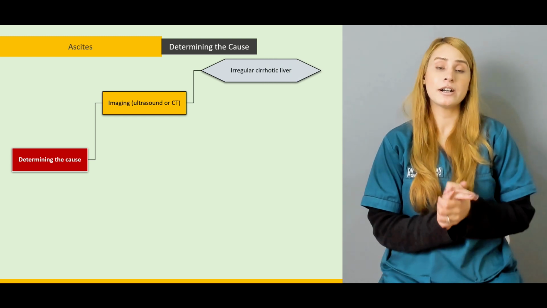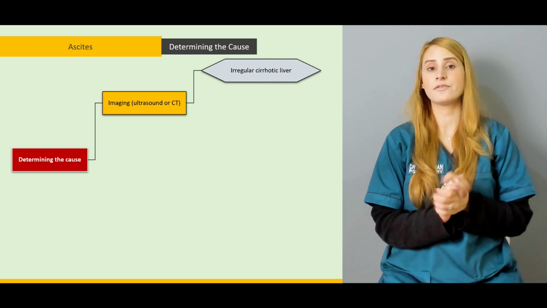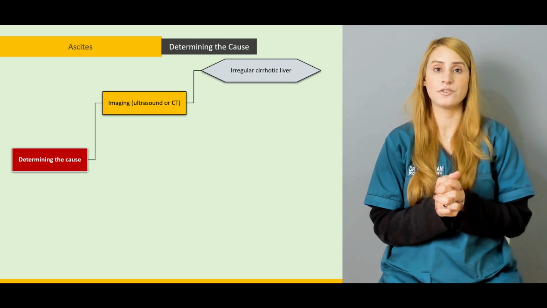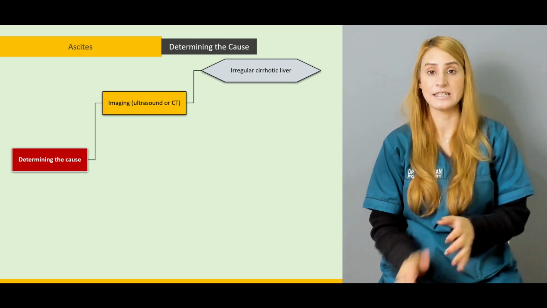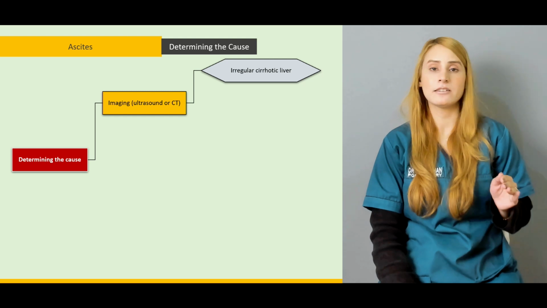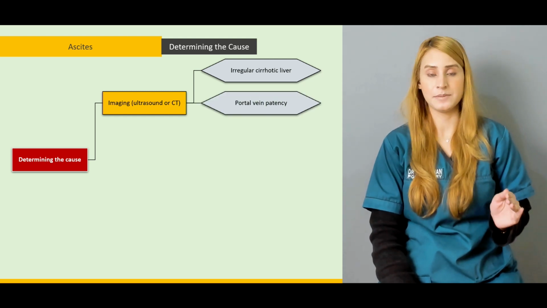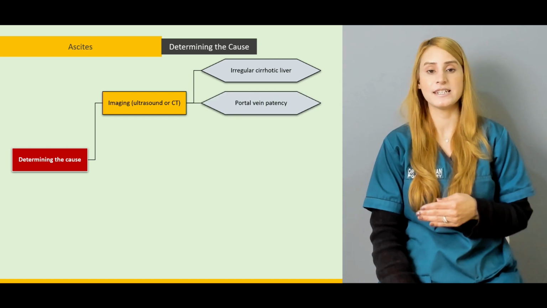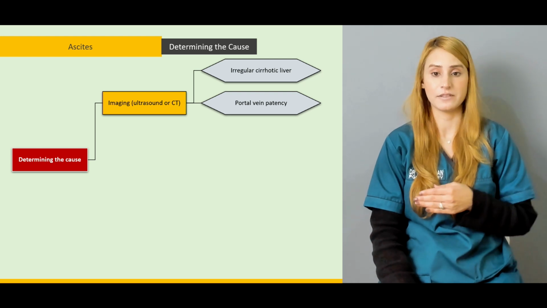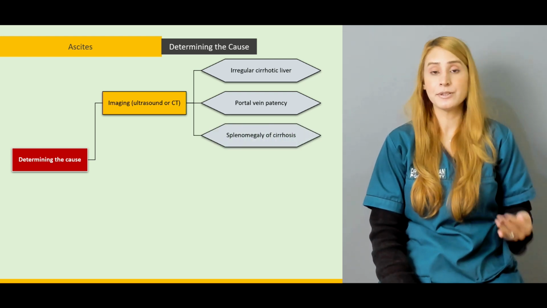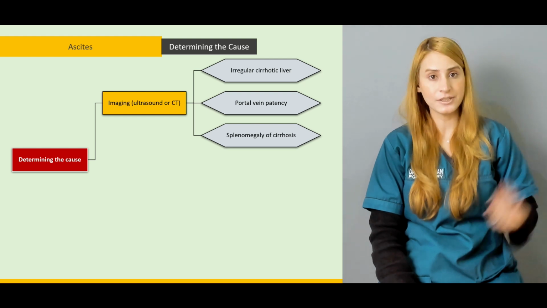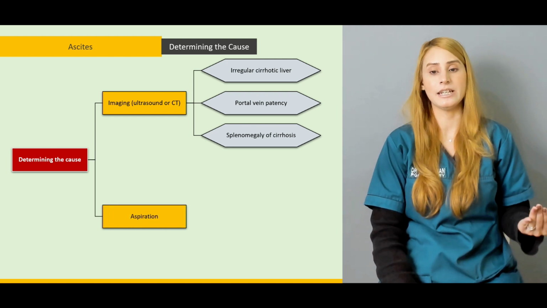So if you are determining the cause, first of all, the imaging modalities you would need are ultrasound or CT. If there is an irregular cirrhotic liver on the ultrasound or the CT, then obviously you'll think about chronic liver disease. You have to check for the portal vein patency as well. You need to check for the splenomegaly of cirrhosis.